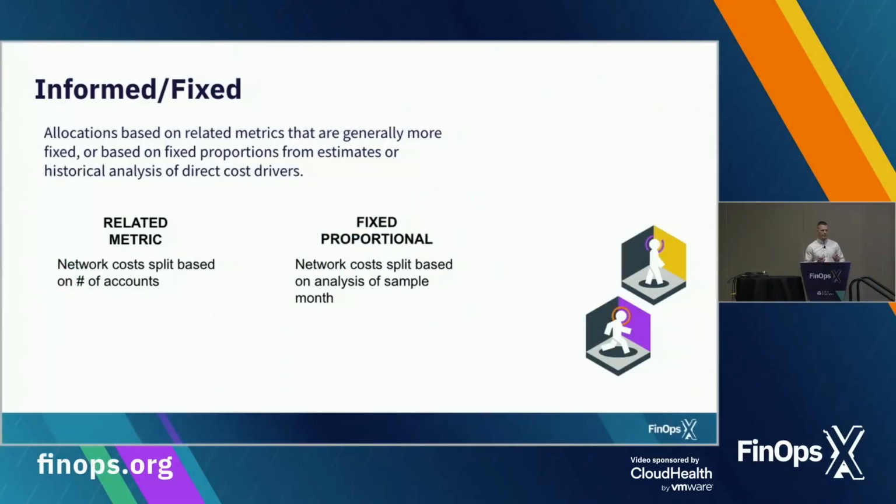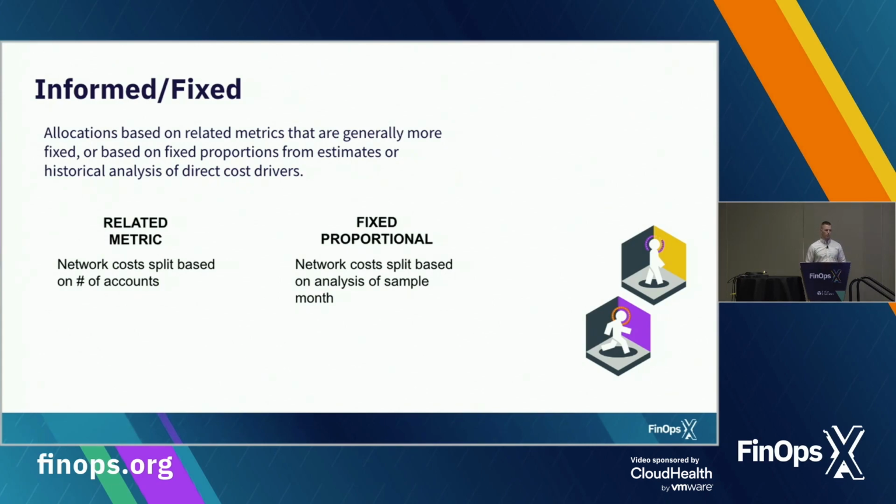You can have a fixed proportion that you use that's either based on an estimate or based on a historical analysis of past data to do that. So examples of what each of those would look like: if you're using a related metric, you might say we're going to split networking costs based on the number of accounts each team has, because the assumption would be that the more accounts you have, likely the more network costs you're incurring.